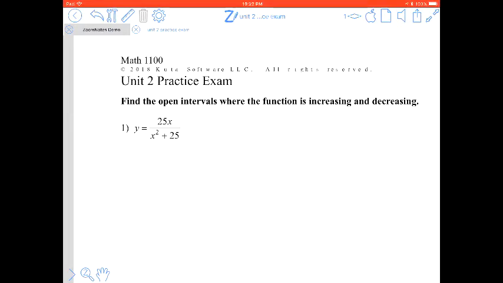Okay, these are the solutions for the Unit 2 practice test. Question number 1, we need to find the intervals where the function's increasing or decreasing. That means we need the first derivative and then set it equal to 0. This is from Chapter 3, Section 3.1. So the function's in the form of a quotient, so we need to use the quotient rule.